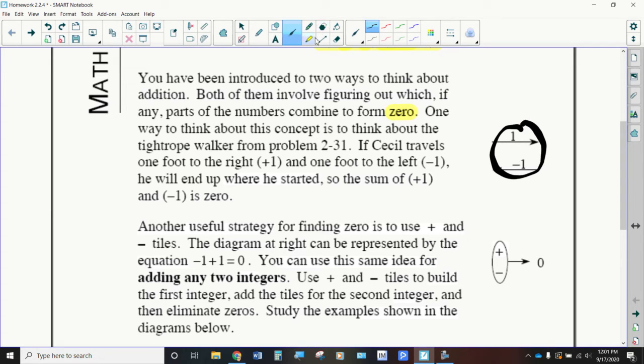When we're working with integer tiles, anytime you add opposites to each other, they always have a sum of 0. So the basic 0 pair is the positive and the negative being added together. This representation with integer tiles is just a variation on the Cecil tightrope kind of a problem, where when you add a plus to a minus, that's a positive one, that's a negative one. Together, they cancel each other out to make 0.